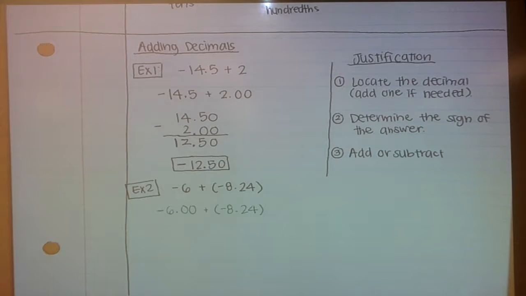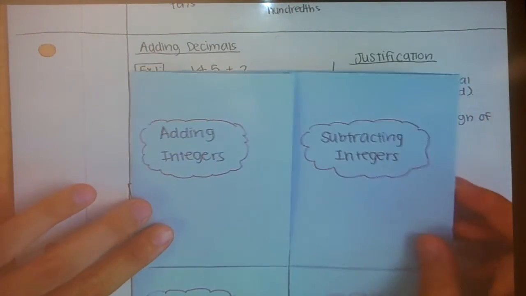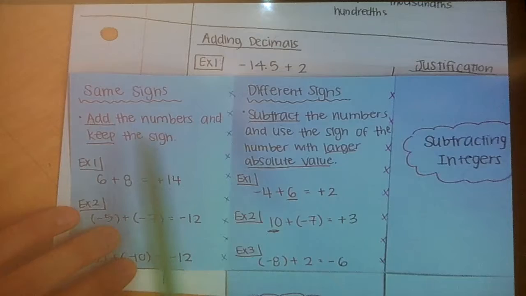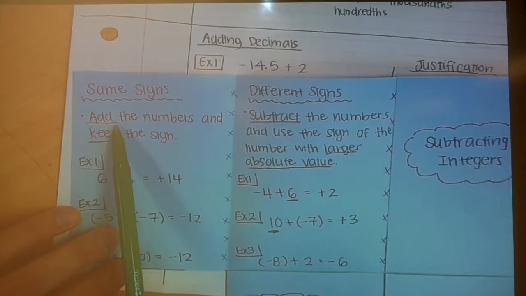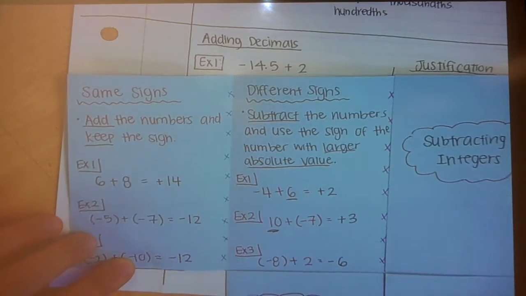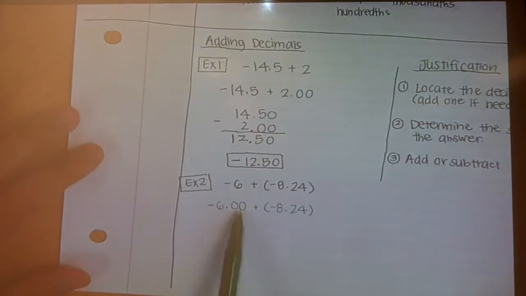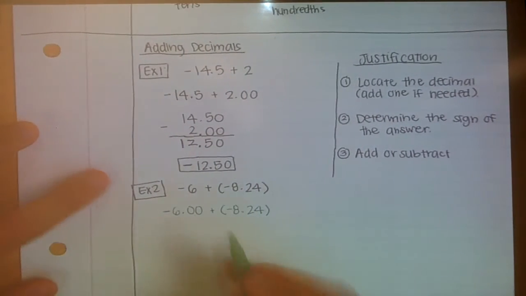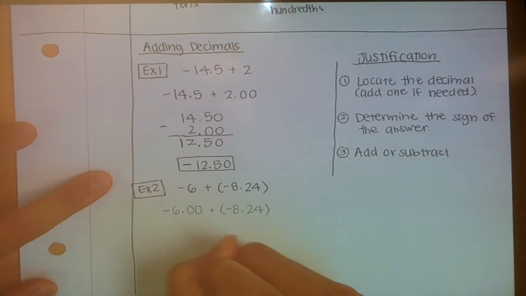Then I'm going to use my foldable to determine the sign of the answer. So I see a negative 6 and a negative 8.24. So in adding integers, I'm going to find the rule for adding integers with the same sign. If they have the same sign, I'm going to add the numbers and keep the sign. Add the numbers and keep the sign. So I'm going to add these 2 and I'm going to keep the same sign. So I know my answer is going to be something negative again.